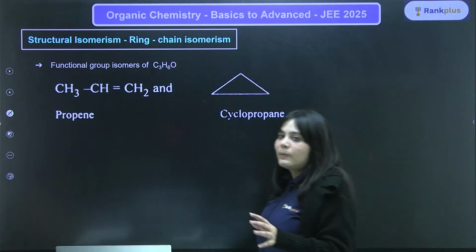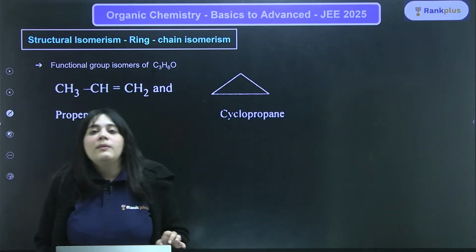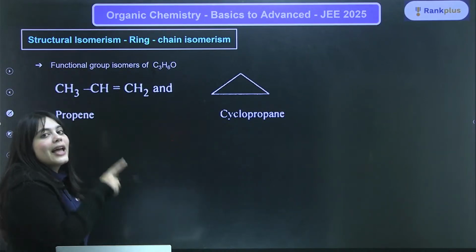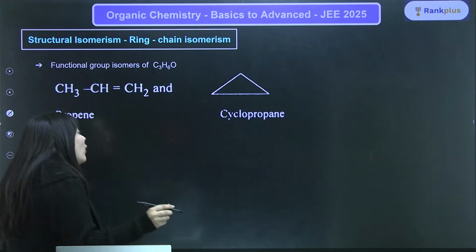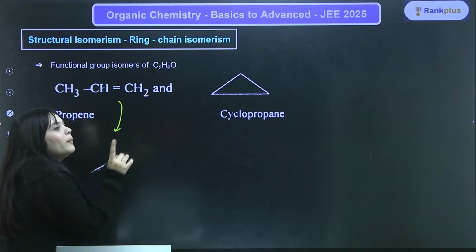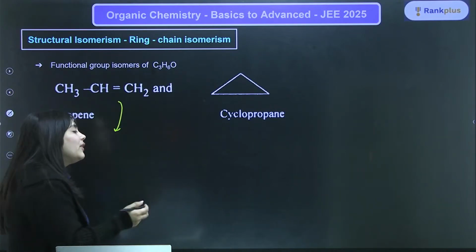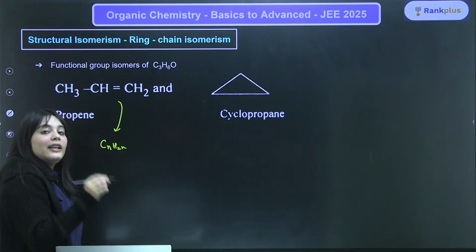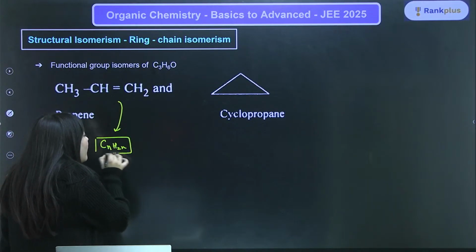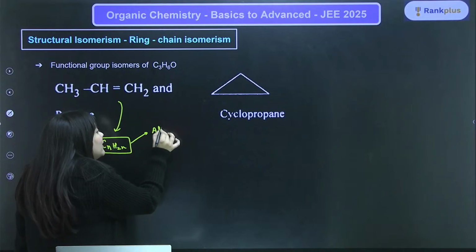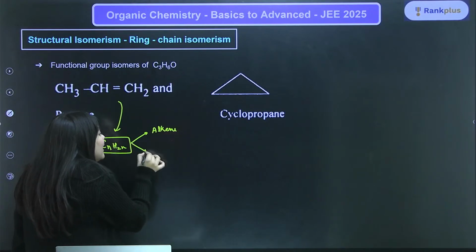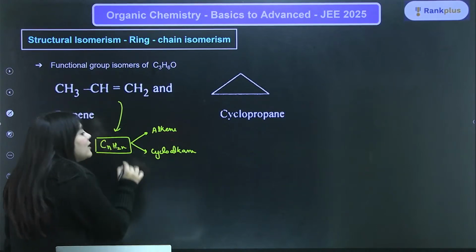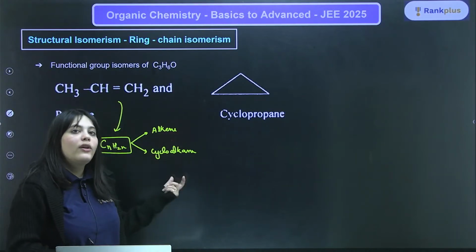Next is ring chain isomerism. Ring chain isomerism is shown, in maximum cases, by an alkene and a cycloalkane. Why is that the case? Let me write down the molecular formula of an alkene. What is the general formula of an alkene? It is CnH2n, right? Now remember one thing: this general formula is followed by both alkenes as well as cycloalkanes. Very, very important. With the same general formula, I can form either an alkene or a cycloalkane.